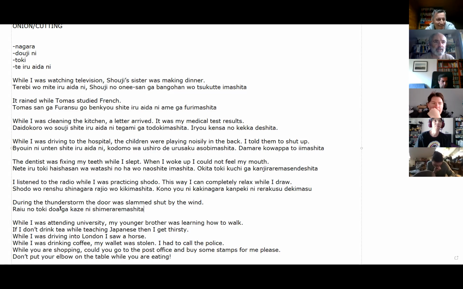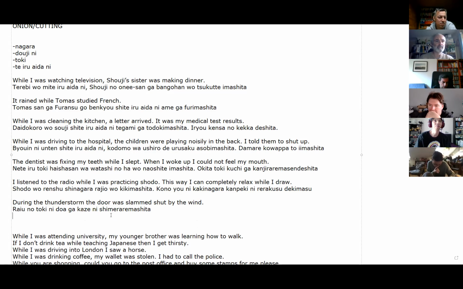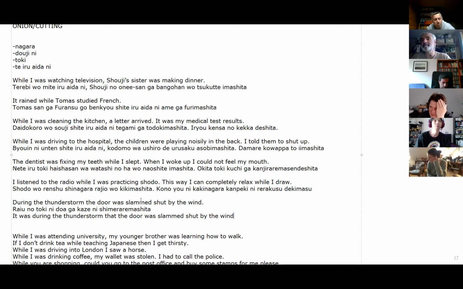Shimeraremashita. So to answer that question about toki ni, as it is at the moment, this means exactly during the thunderstorm, the door was slammed shut by the wind. If we put ni in there, it slightly changes the emphasis to it was during the thunderstorm that the door was slammed shut by the wind. So you can see that it doesn't actually change the sentence that much. You're giving a little bit of emphasis, but it doesn't make the sentence invalid if you put ni in there. So in this case, it doesn't really matter. Yeah.